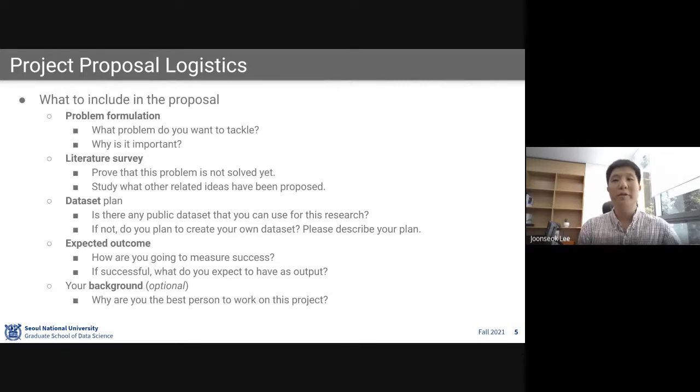But if the task is something new, then you may have to propose your own. So either is fine, but you need to have some way to measure your success. And lastly, optionally, you probably want to have a very brief summary of your background, especially if the proposal is related to your expertise area, especially if you are not a computer science or machine learning major. And if you'd like to combine your own research area, then having some background about yourself will also be useful.